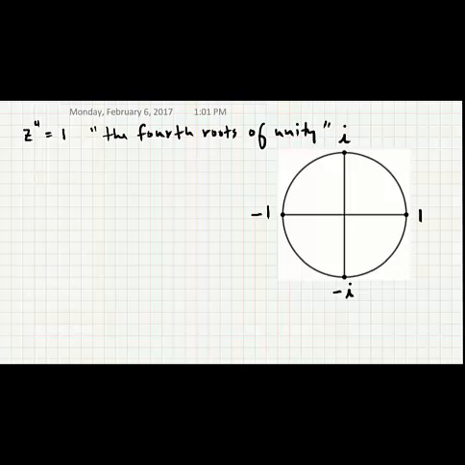Let's take a look at this equation, z to the fourth equals 1. What we're going to do here is find the fourth roots of 1, which in math parlance is the fourth roots of unity. If we had z to the eighth equals 1, we'd be finding the eighth roots of unity. So this is a special type of problem where we're finding the complex zeros of an equation.